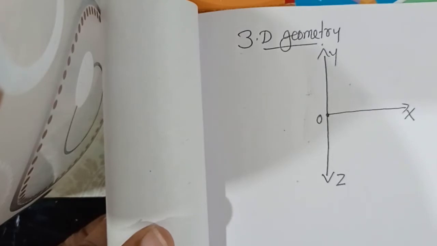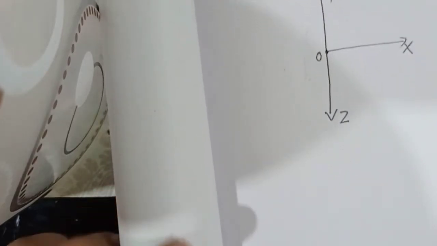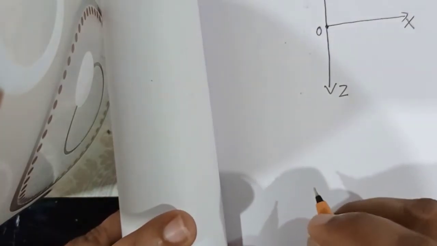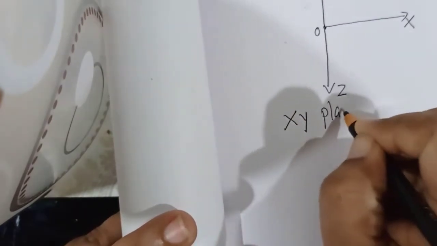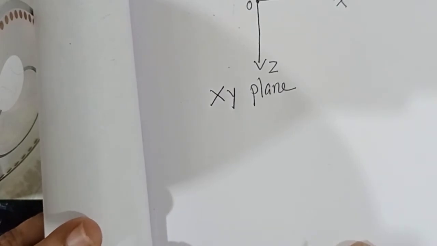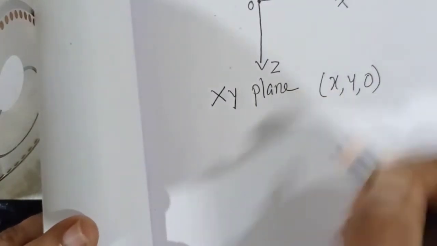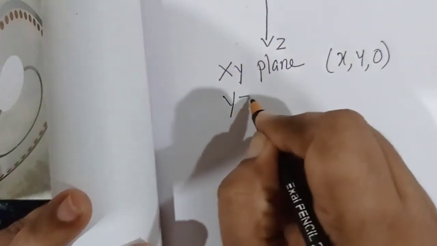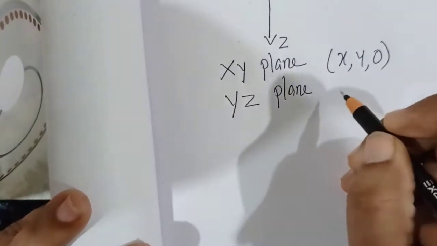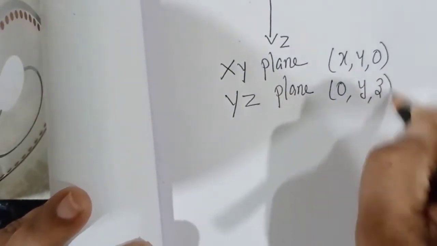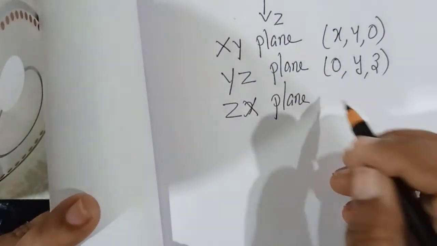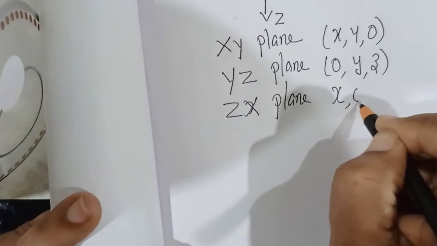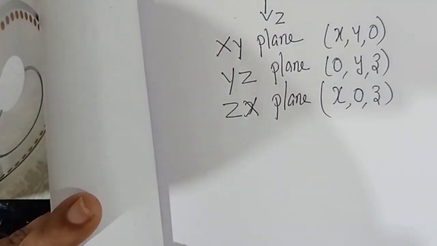Therefore, write the first one: the coordinate of any point on the XY plane is (x, y, 0). And the second one, on the YZ plane, is (0, y, z). And that of the ZX plane, which one is 0? Yes, (x, 0, z). These are the points.